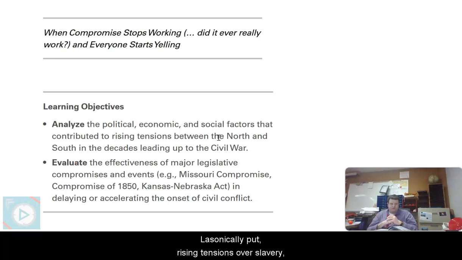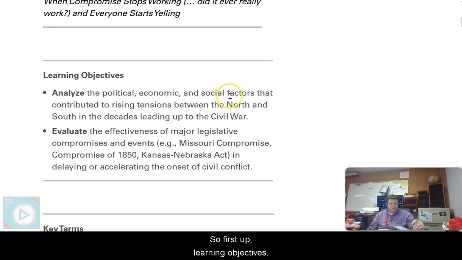Laconically put, rising tensions over slavery, failed compromises, and clashing ideologies steadily fractured the Union and set the stage for the American Civil War. So, first up, learning objectives.